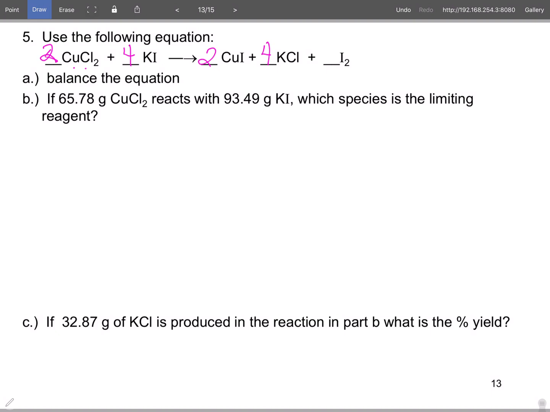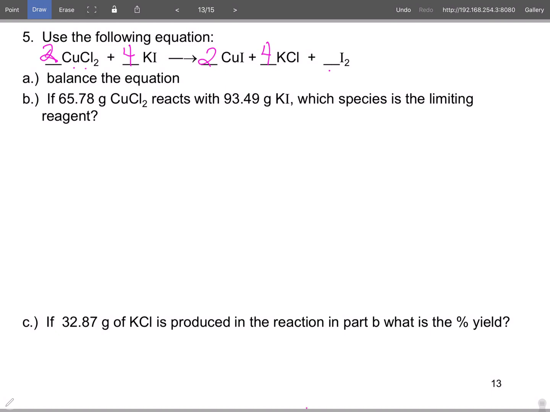Okay, so we now have a balanced equation. All the numbers are in. This is a 1 here in front of the iodide, so it means that's the lowest. So we did that one. So then the question is, if 65.78 grams of copper chloride reacts, okay, which species is the limiting reagent? So we're going to need a product. We have 3 products to choose from.